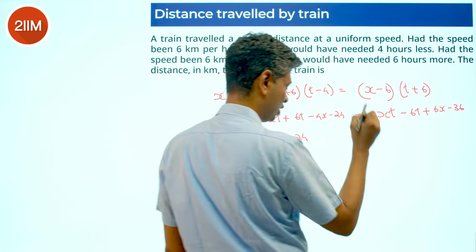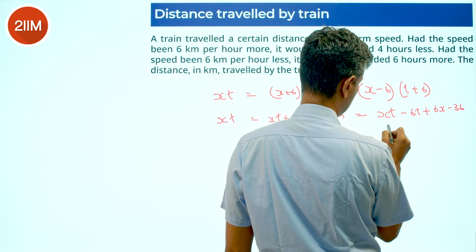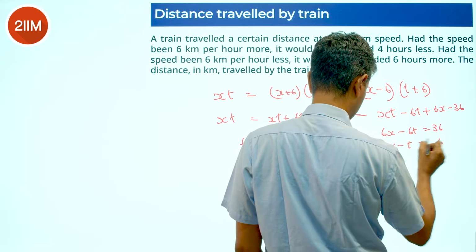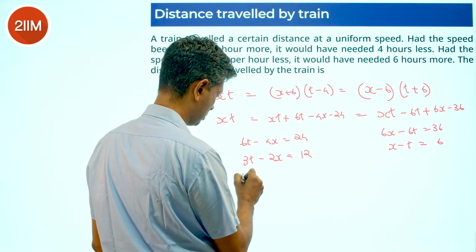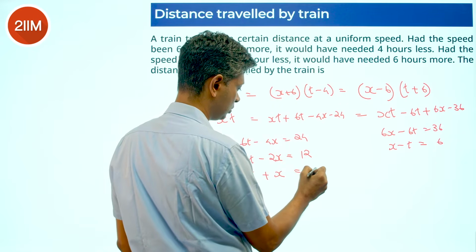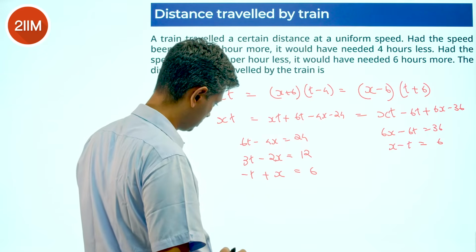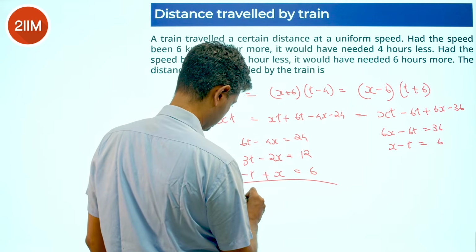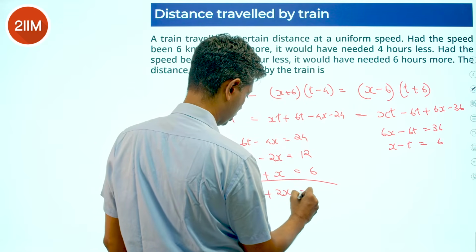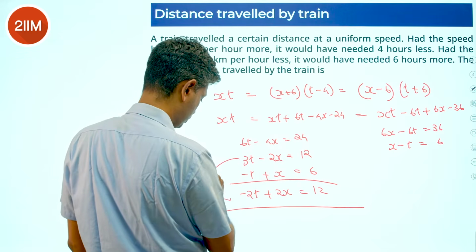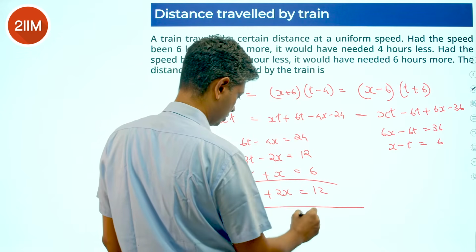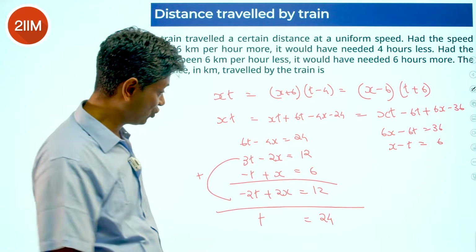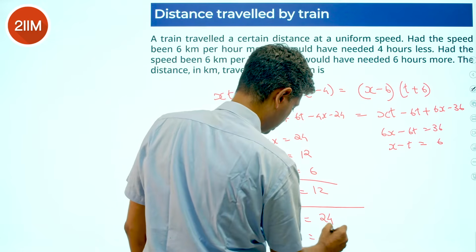Equate this and this. xt goes off. 6x minus 6t equals 36. x minus t equals 6. Minus t plus x equals 6. Multiply this by 2. Minus 2t plus 2x equal to 12. Add these two. 3t minus 2t is t. Minus 2x plus 2x disappears. Equals 24. x minus t is 6, so x is 30.